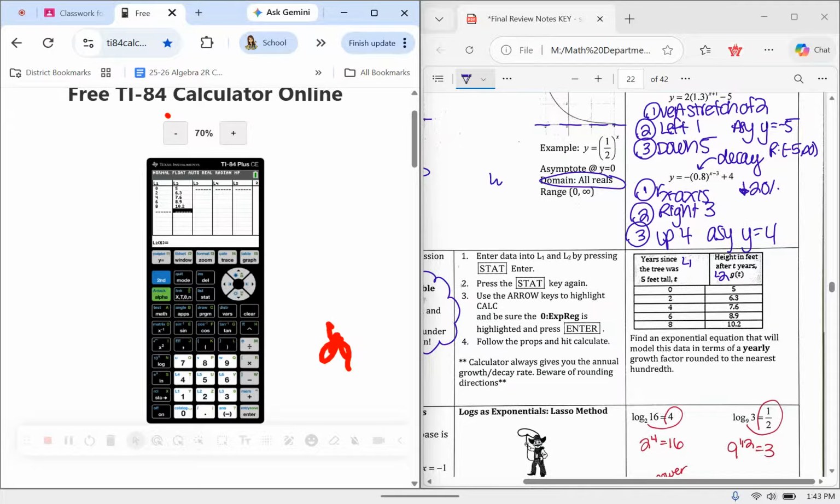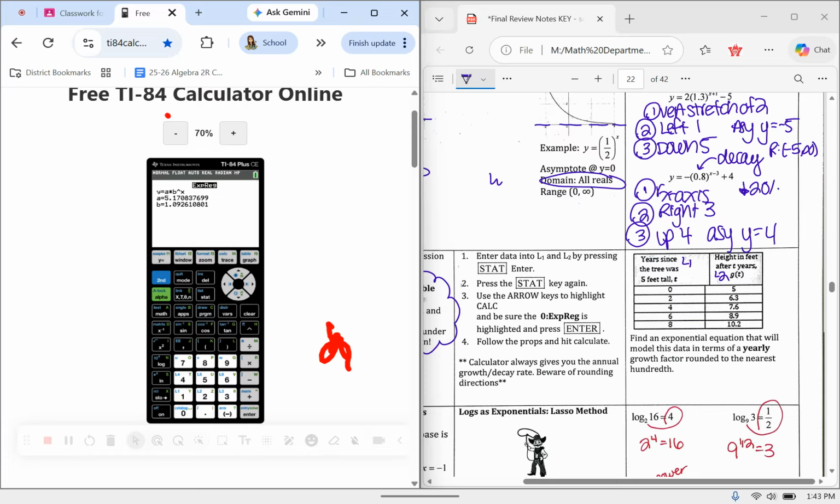All right, so now that I've typed that in, I'm going to go back into Stat, Calc, and then I'm going to do an exponential regression, which is all the way down here at option 0, where I have my X and my Y list typed in for L1 and L2. So I'm just going to go ahead and calculate.